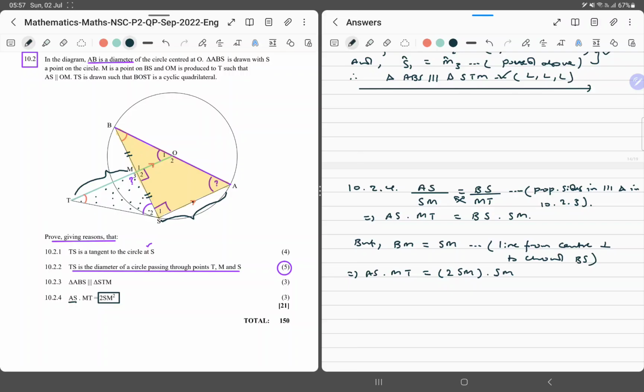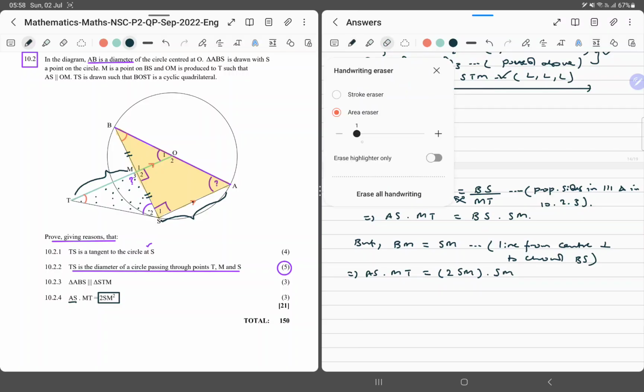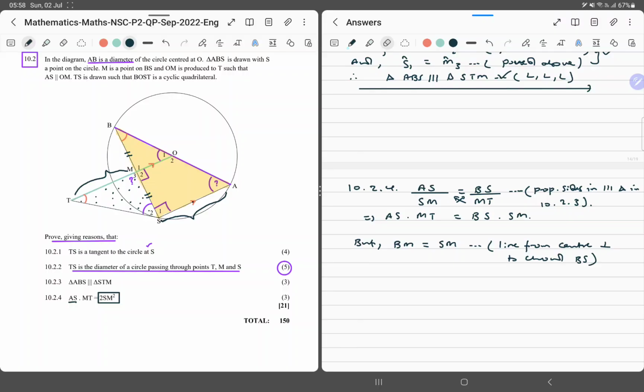Let's try to be comprehensive. This is the last question, so we need to put it right. So this tells us, therefore, that BS is going to be equal to 2 times SM as a result. This then implies, let's use the right word, then we know that AS times MT is going to be, instead of BS, 2SM times SM. Therefore, AS times MT is going to be 2 SM squared. Finally.